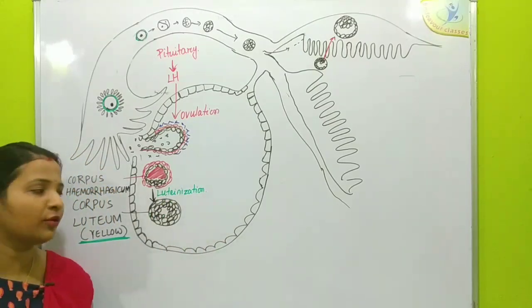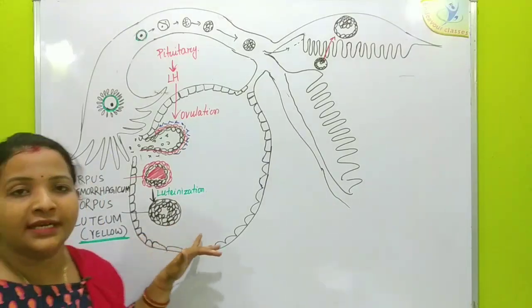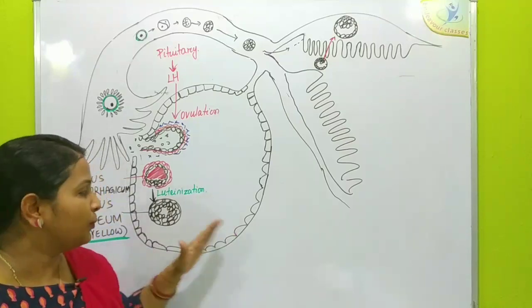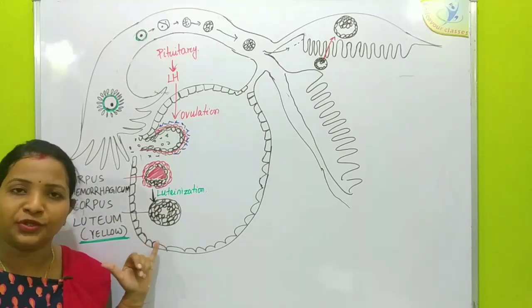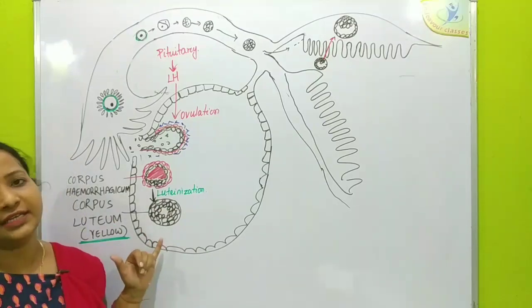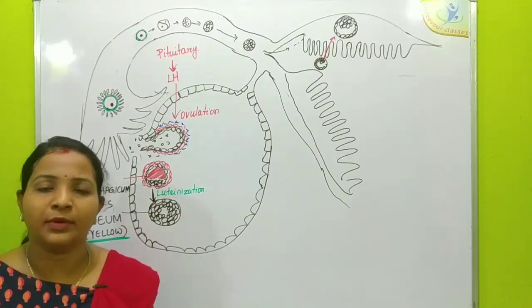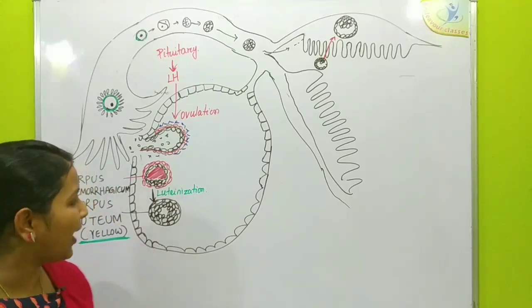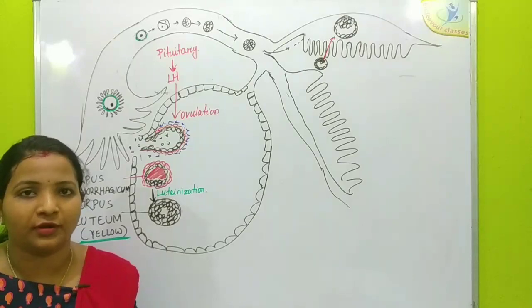So what is the function of corpus luteum? Corpus luteum is formed to secrete a major hormone, that is progesterone. Progesterone is synthesized from the corpus luteum along with estrogen and inhibin. Estrogen and inhibin are synthesized in moderate amounts and progesterone is synthesized in high amount. So why is progesterone secreted in high amount here after ovulation?